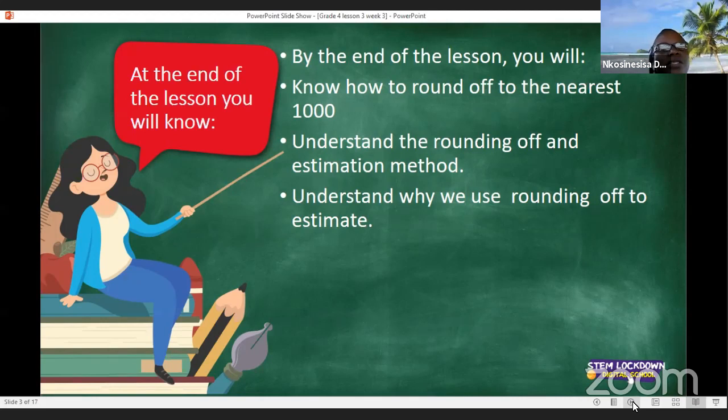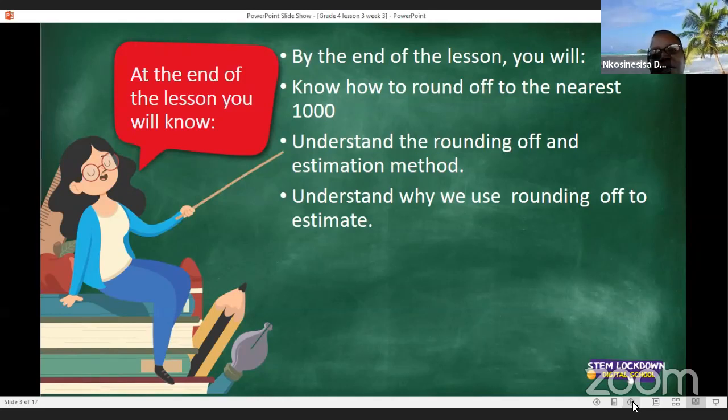So yesterday we did rounding off to the nearest 10 and to the nearest 100. Today we're going to round off to the nearest 1,000. So let's look at the success criteria. What is it that you will know at the end of the lesson? You know how to round off to the nearest 10, and then you're going to understand the rounding off and estimation method, and why we have to estimate in maths, because we're going to look at rounding off and estimating.